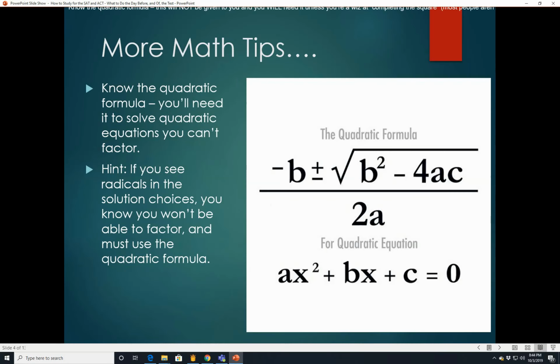More math tips. If you've already watched the video that I released before this one, you don't have to look at this, but basically just know the quadratic formula and know that if you see radicals in the solution choices, you won't be able to factor the quadratic equation that they have there, so you'll have to use the quadratic formula. And before you use the quadratic formula, make sure you've gotten into ax squared plus bx plus c equals 0 form, not something like ax squared plus bx equals c. So if they had like 4x squared plus 2x is equal to 4, you'd have to subtract 4 from each side, so you'd get 4x squared plus 2x minus 4 is equal to 0. Then you could use the quadratic formula.